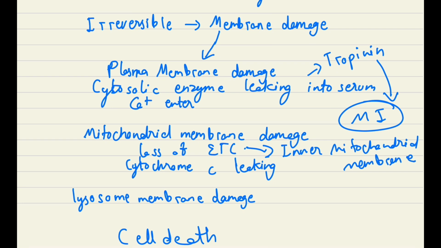There is also leakage of cytochrome C into the cytosol, and it activates the cascade which causes apoptosis. I have already told you about apoptosis in the previous table, and I am going to describe it in more detail in the next chapter, cell death.